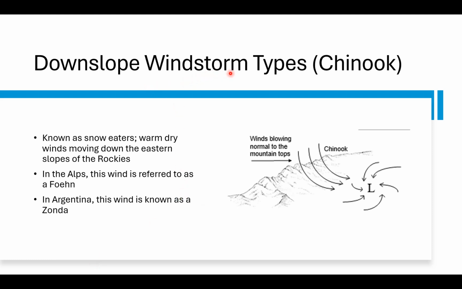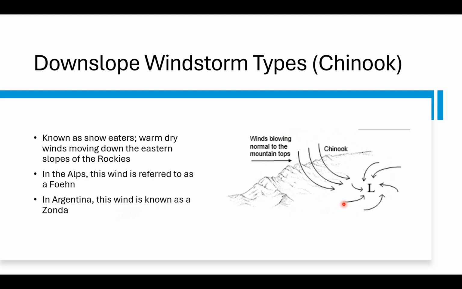Another example of a downslope windstorm would be a Chinook. For those of you watching this video from the Rocky Mountain areas, you're probably pretty familiar with a Chinook. You definitely know what this is. The literal translation of this is snow eater. It's a very warm and dry wind that moves down the eastern slopes of the Rocky Mountains in particular. It also can occur in other parts of the world. In the Alps, this warm, dry, descending wind is referred to as a foehn. And in Argentina, this type of wind is known as a zonda.